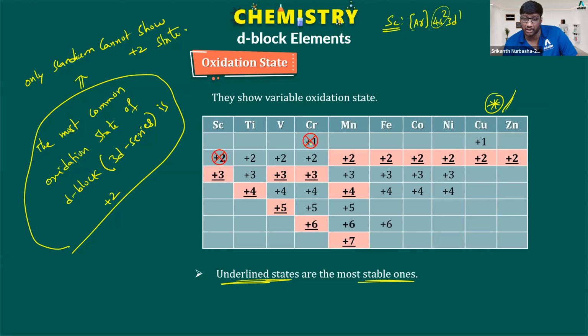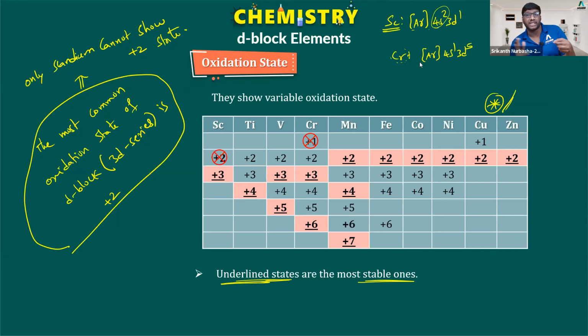You may get a confusion here. Why does chromium not show plus 1? If you write the electronic configuration of chromium, argon 4s1 3d5, right? If you remove one electron, you get argon 3d5, which is half filled. But still that Cr plus 1 state is not stabilized in solution. You may again ask, sir, why? Because if chromium undergoes a change to Cr plus 1, that Cr plus 1 has to be in the solution.